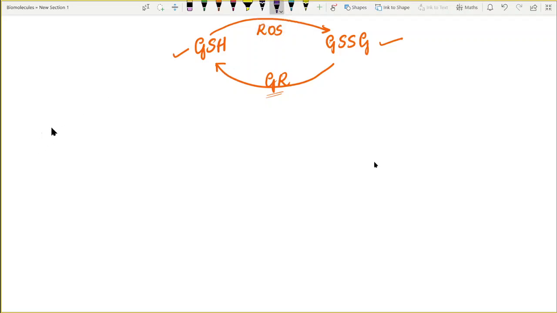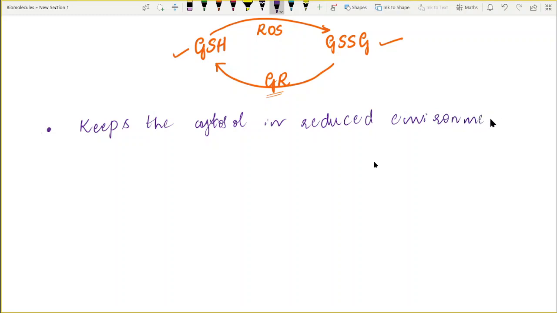The second function of the glutathione is, of course, in our cells, glutathione performs a wide variety of functions, but here I have chosen a few. The second major function of the glutathione is, because of its ability to act as an antioxidant, it keeps our cell cytoplasm, the cytosol, in a reduced environment. This is the second function.